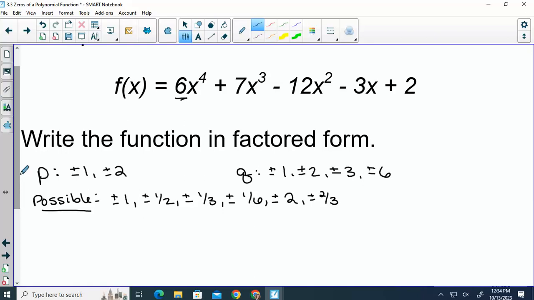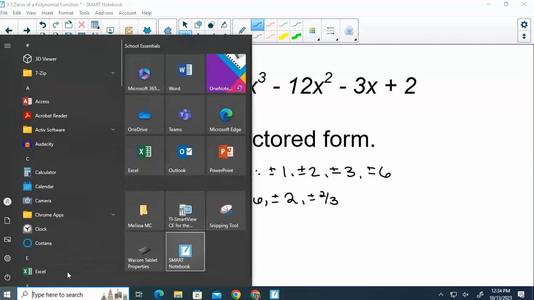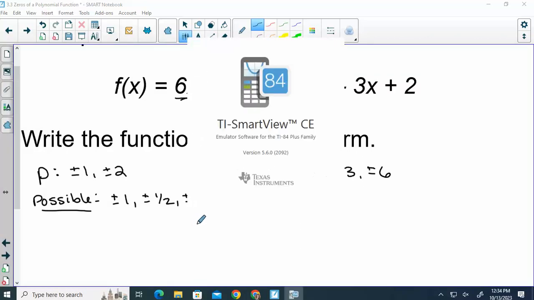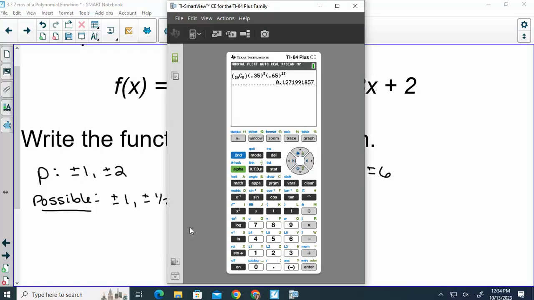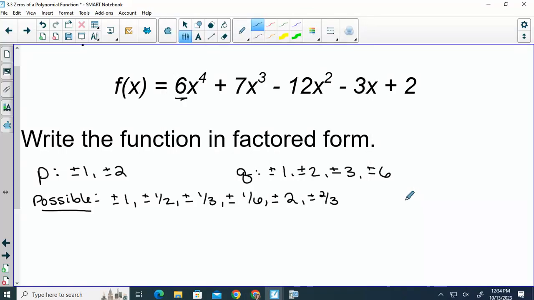How do I find one that does? Plug in. Do you guys know calculator tricks, how to bring up what you just typed in and go back and change the number so you're not retyping the entire equation every time? Okay. So, find one that works. Remember, if possible we prefer the whole numbers, so I would try 1, -1, 2, and -2 first. If those don't work, then go to your fractions.